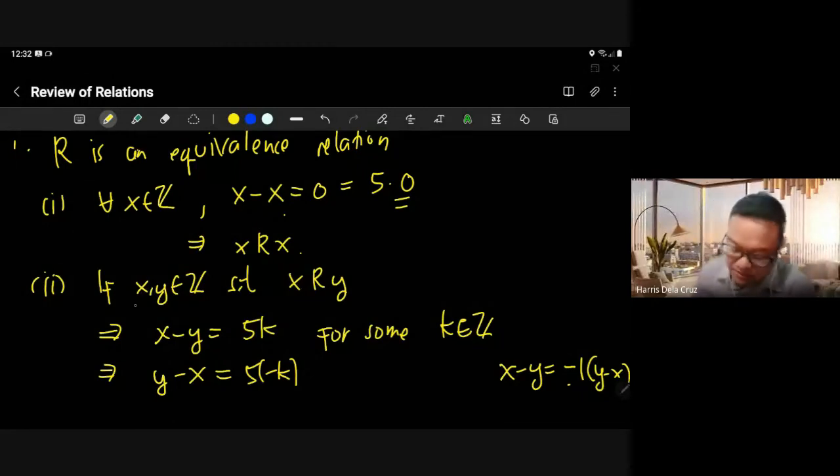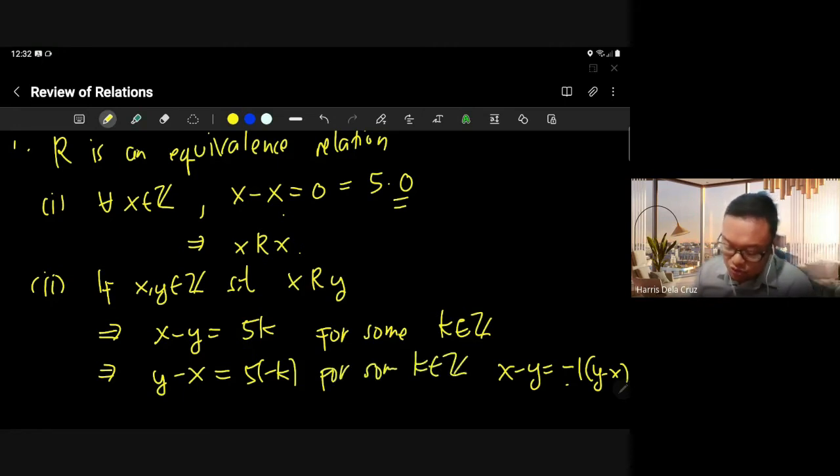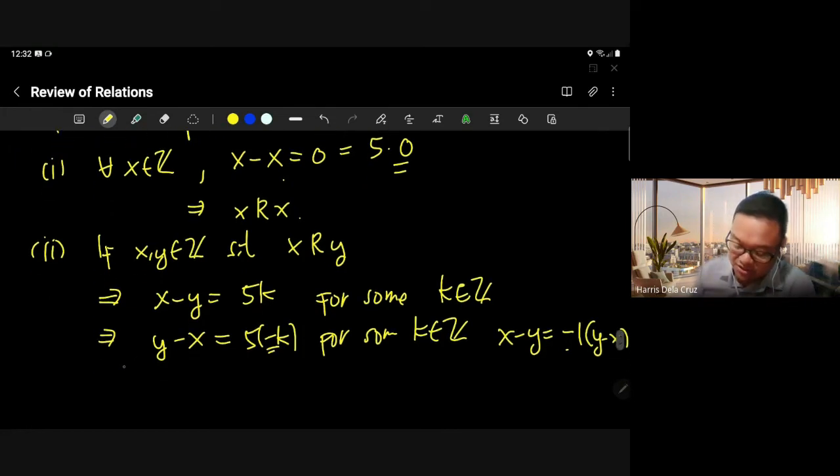If you don't like that, use the multiplication property of equation. Multiply negative 1 on both sides. So when you multiply negative 1 on both sides, the x minus y becomes y minus x, and your 5k is multiplied by negative 1. So it's the same. That's the multiplication property of equation, rather. So, this is for some k element of Z. So, y minus x equals 5 times something. That's precisely the definition of R. So, that means y is related to x.